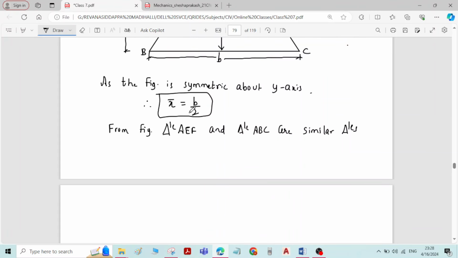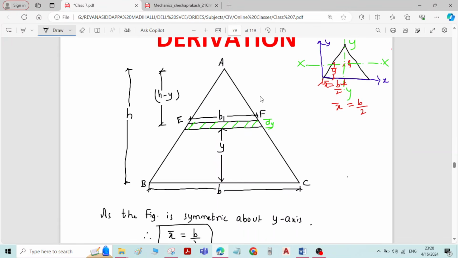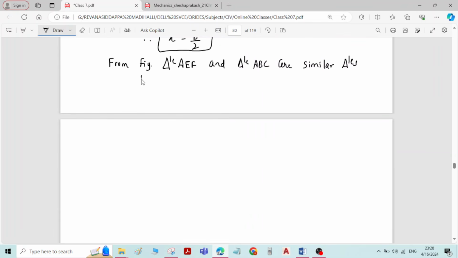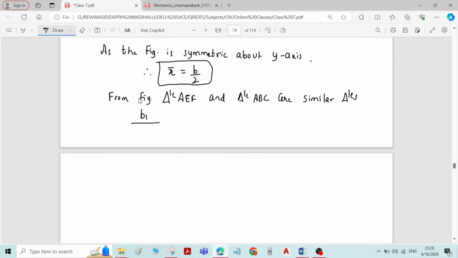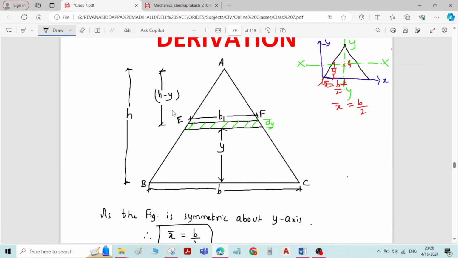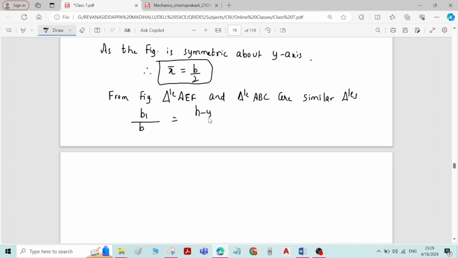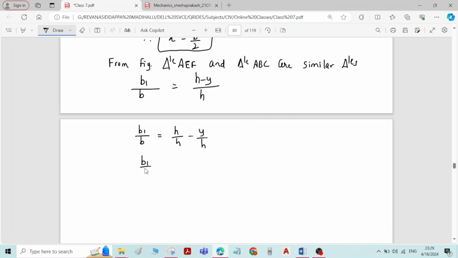Now we will apply the similarity rule. Width of the smaller triangle AEF, B1, divided by width of the larger triangle, B, is equal to the height of the smaller triangle, h minus y, divided by the height of the larger triangle, h. Therefore, b1 by b is equal to 1 minus y by h. Therefore, b1 is equal to b into 1 minus y by h.